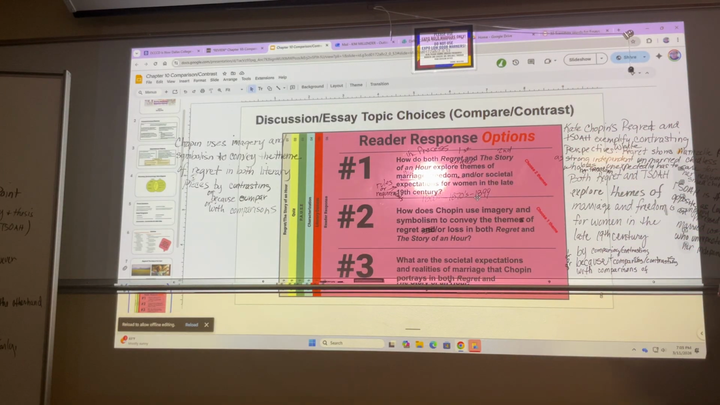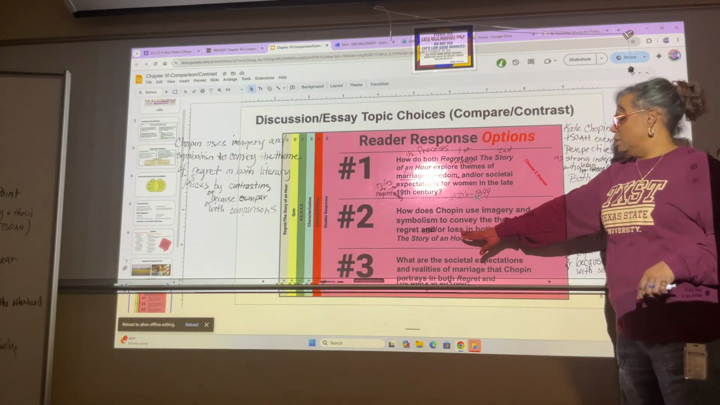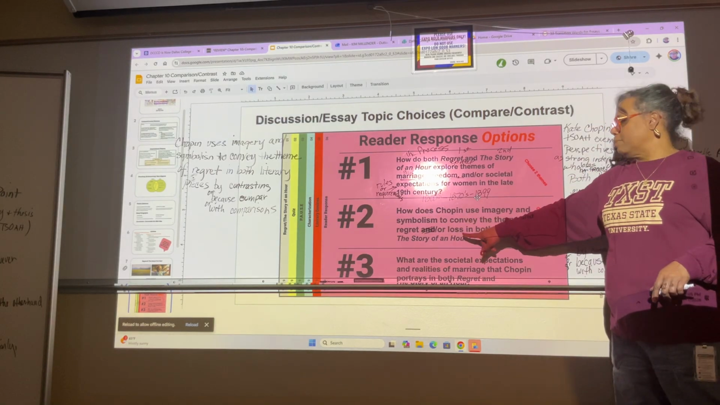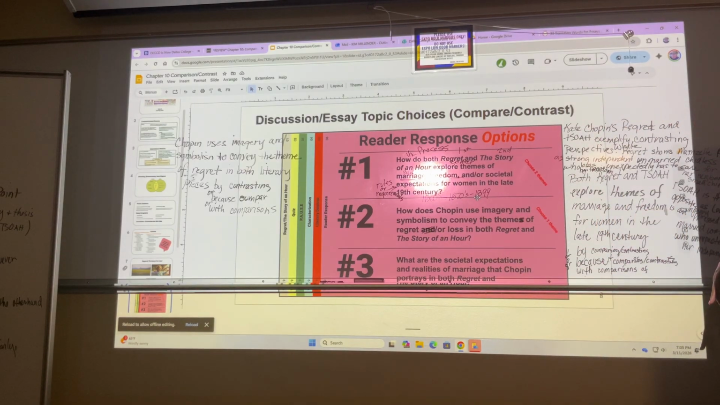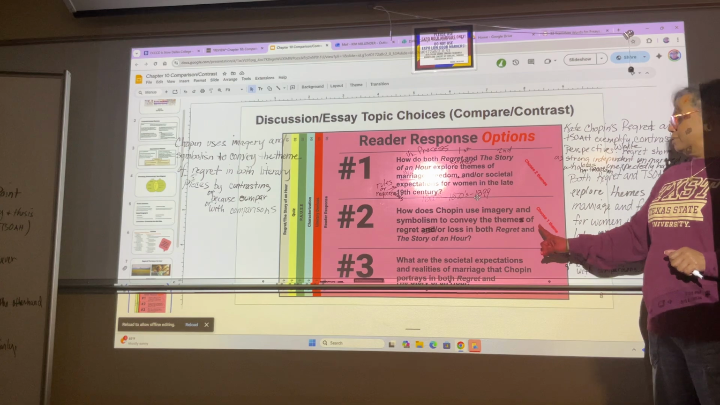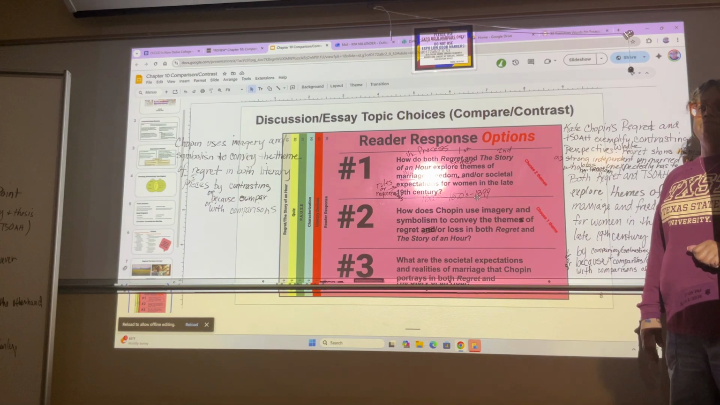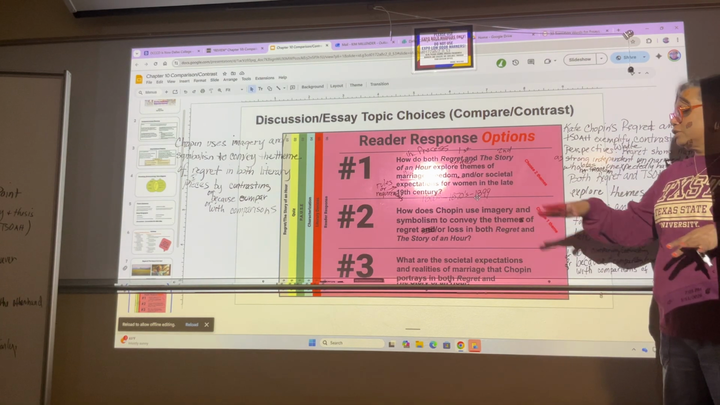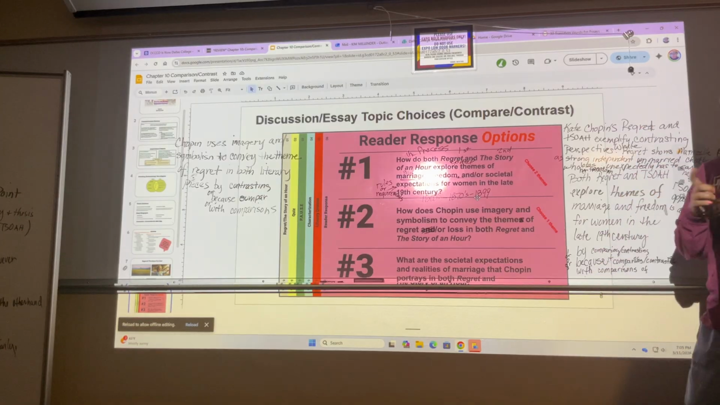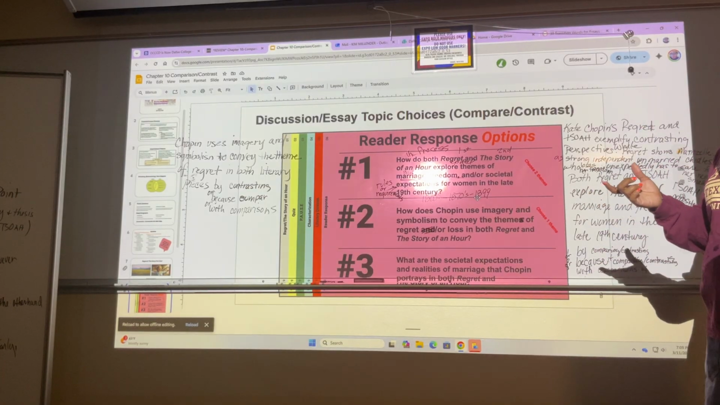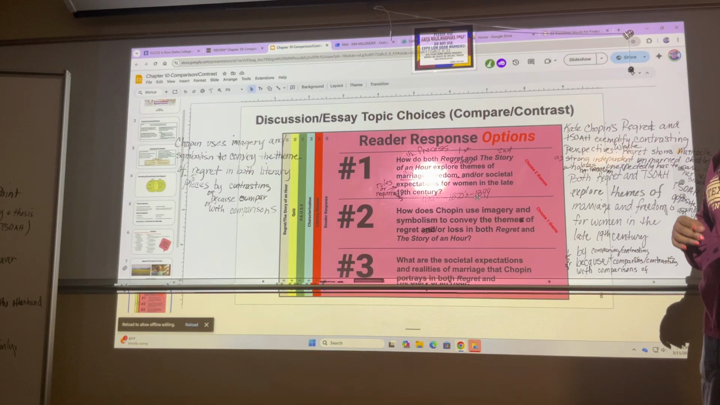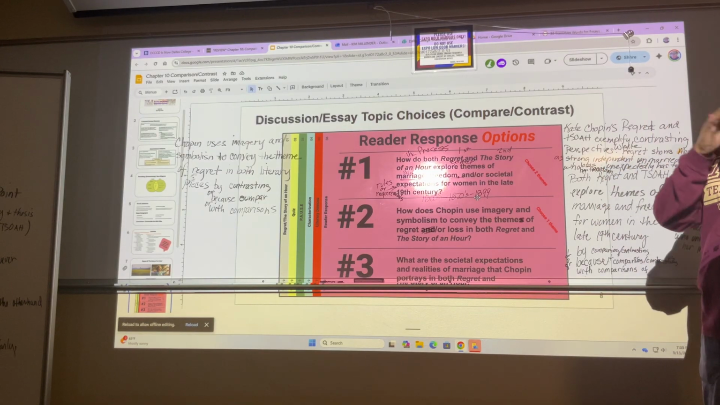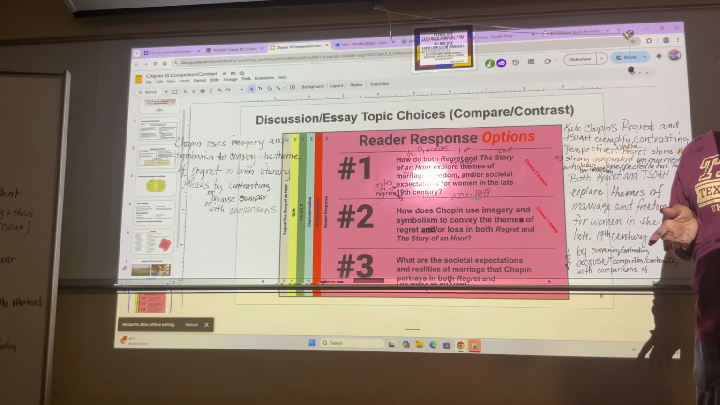So in that one, we're just going to talk about regret? No, you choose one of those two. You could talk about loss, or you could talk about regret, because those are the themes. It says choose one theme. If you're talking about regret, then only talk about regret from both of them. Or if you want to do loss, then only talk about loss. That's what I'm telling you to do.